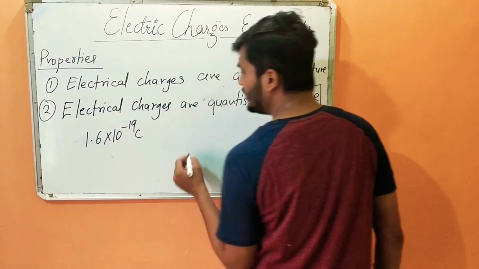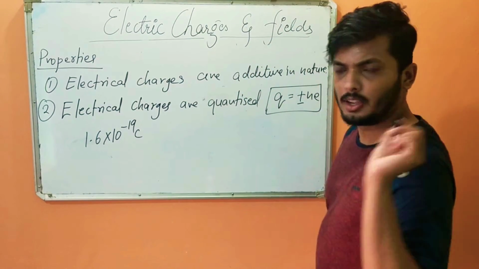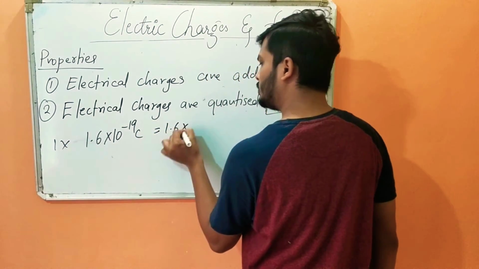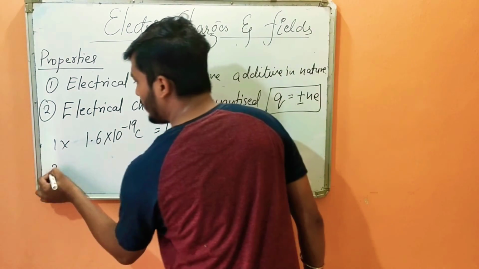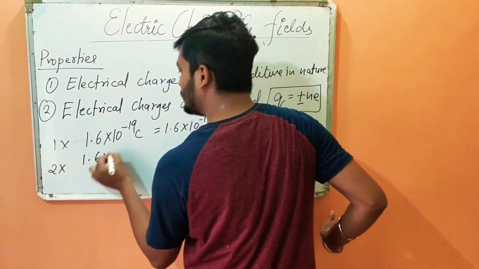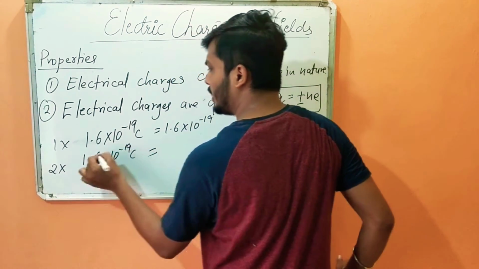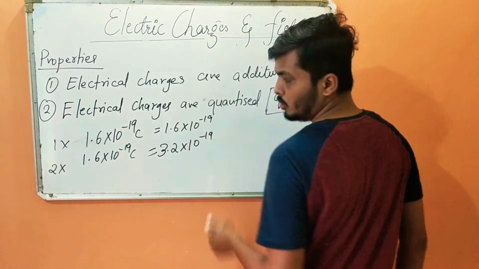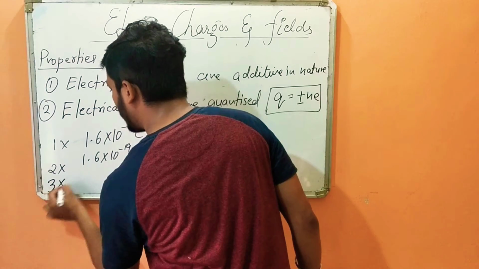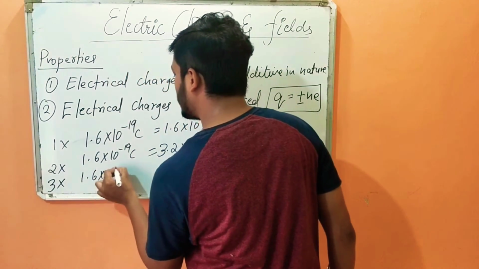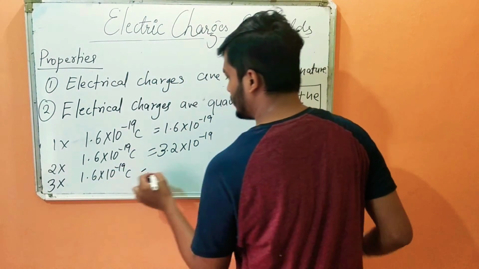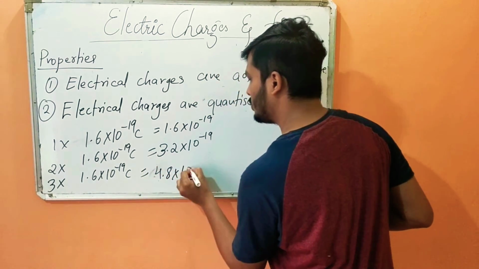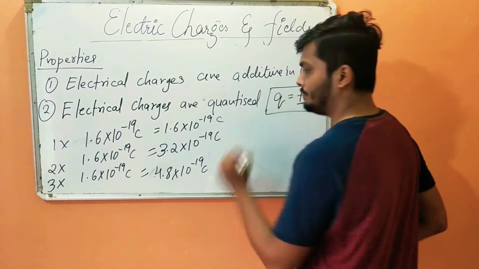Now, see here, N can be 1, 2, 3, 4, 5 and so on. So if I multiply 1 into this, what am I going to get? 1.6 into 10 to the power minus 19 coulomb. If I multiply by 2, what am I going to get? 2 into 1.6 will be 3.2 into 10 to the power minus 19 coulomb. If I multiply by 3, what am I going to get? 3 times 1.6 is 4.8 into 10 to the power minus 19 coulomb.